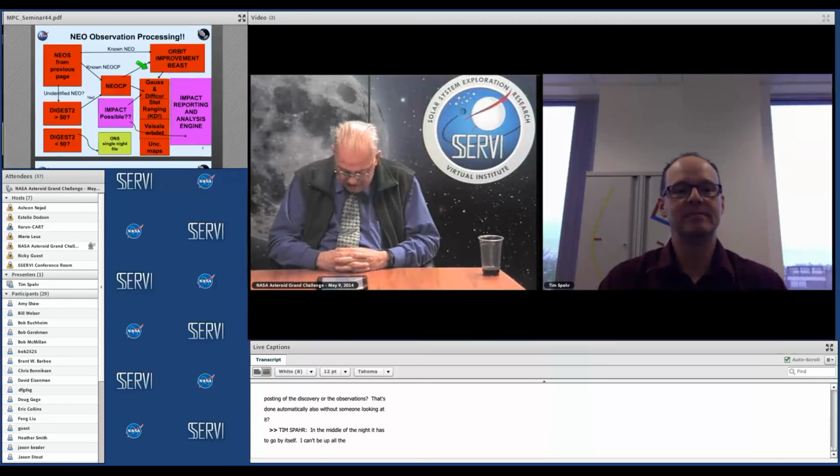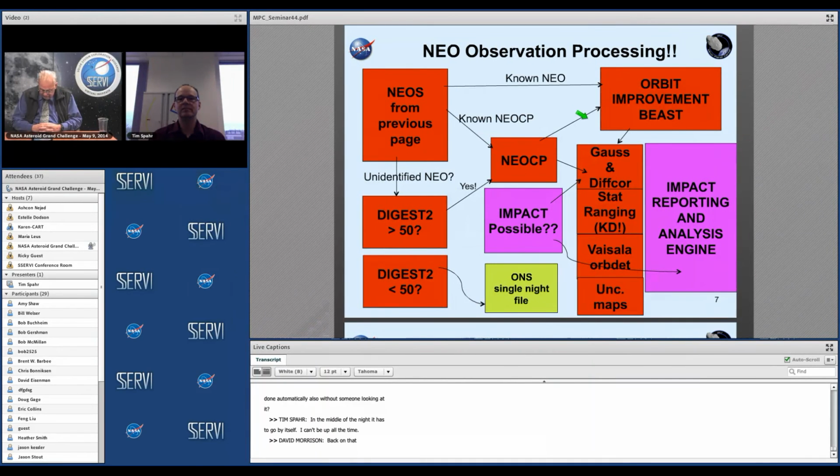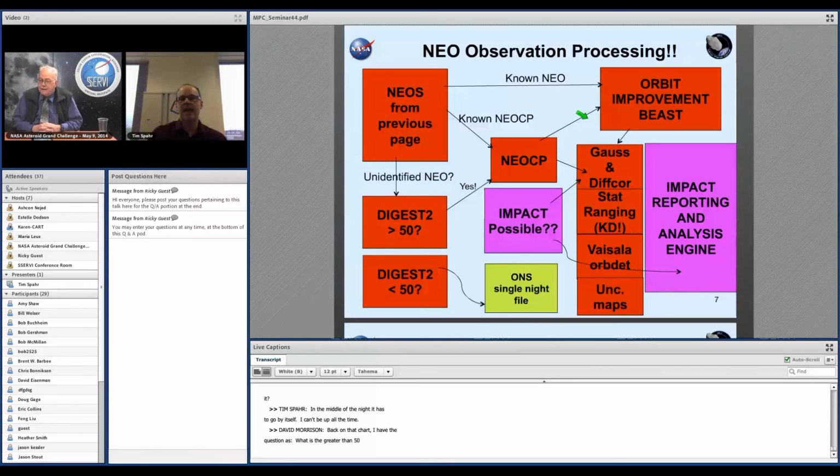Back on that chart, I have the question: what does the greater than 50 and less than 50 mean? Okay, let me put it over here, these two things right here. This is a program that estimates whether the object is consistent with the motion of a near-Earth object. If it thinks there is a sort of 50% likelihood that the object is a near-Earth object, we stick it on the confirmation page immediately. If it's not, the observations are kept here, and the observer can go observe it again.